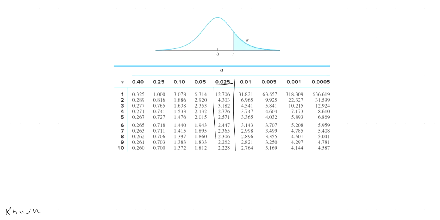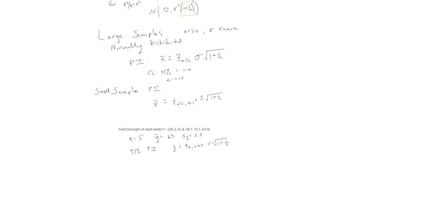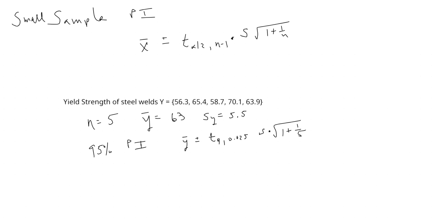And then our degrees of freedom was 4. So let's do that. Great. All right, so 2.776 is our t-score. And then we can write that out. All right, so that gives us 63 plus or minus 2.776 times 5.5 times the square root of 1 plus 1 over 5, 1.2.